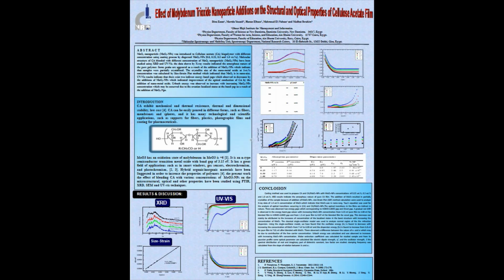3.234 electron volts for the pure film, and was decreased for the higher concentration of the nanoparticles to 2.89 electron volts. And for the onset band gap, it decreased from 1.3 to 0.87 electron volts for the higher concentration of molybdenum trioxide nanoparticles. This decrease can mainly be attributed to the increase of the concentration of localized states in the band structure with increasing concentration of molybdenum trioxide nanoparticles.